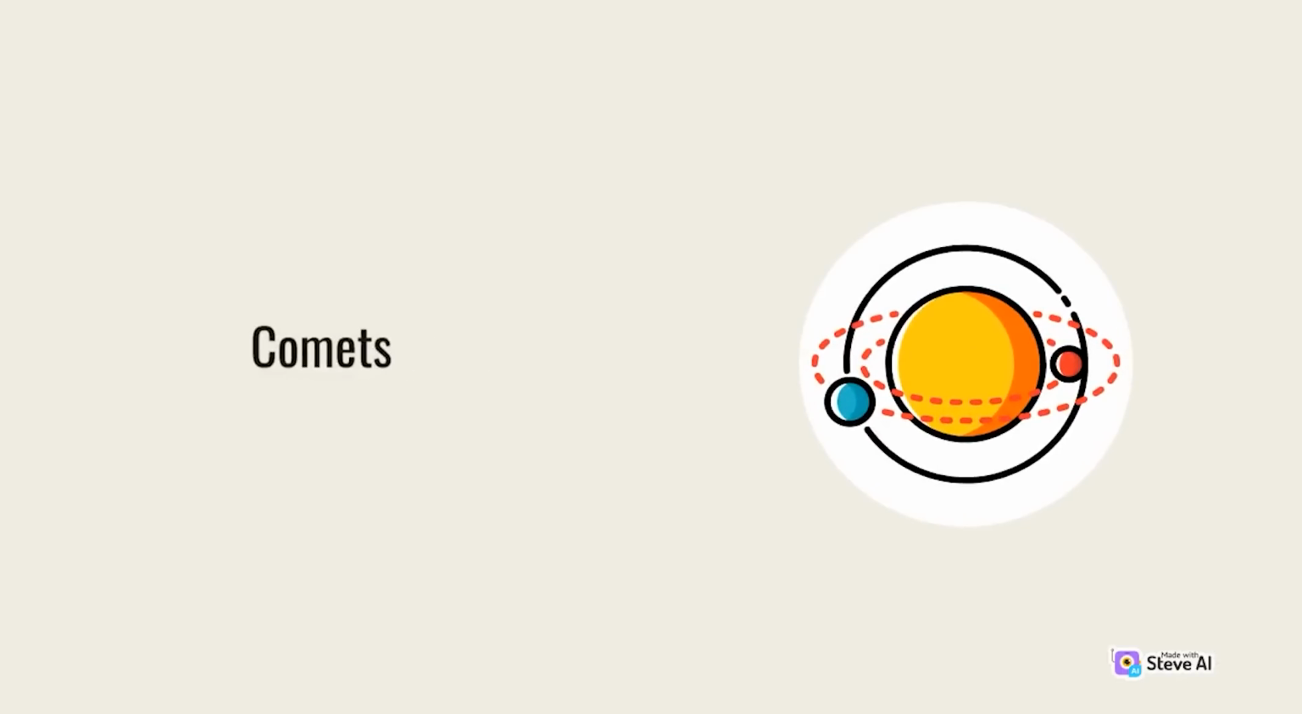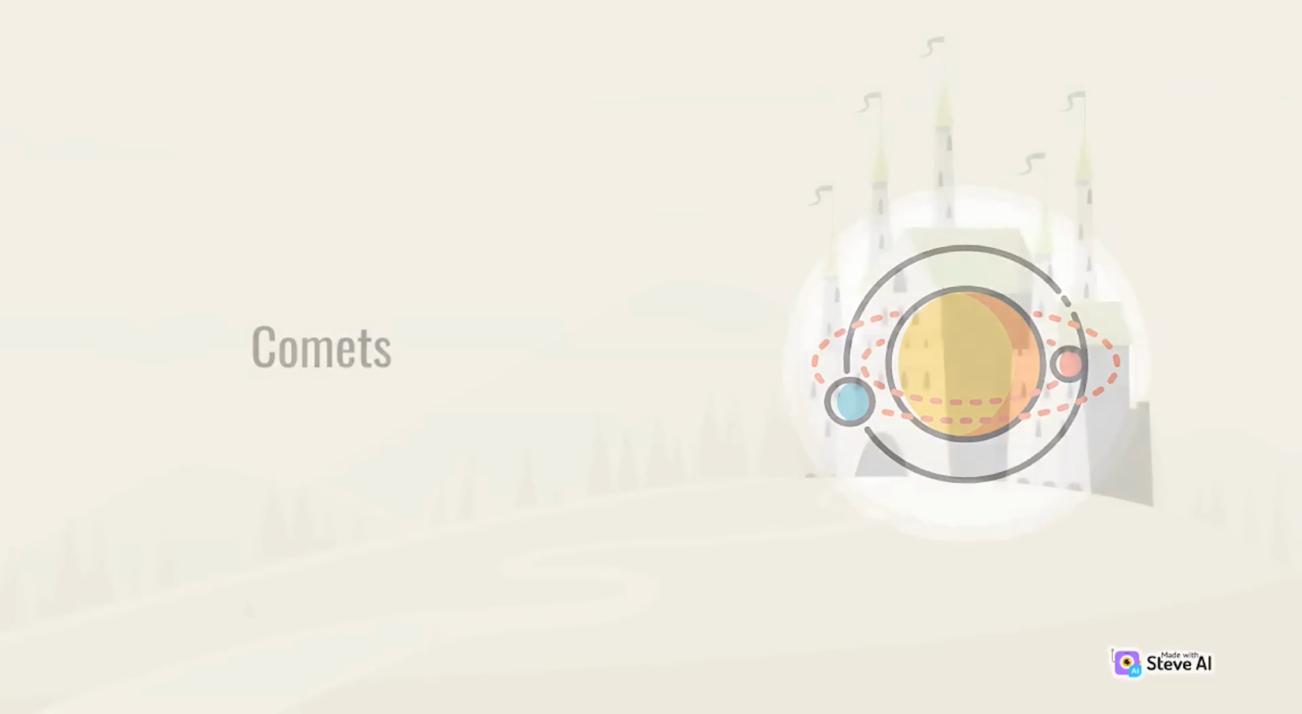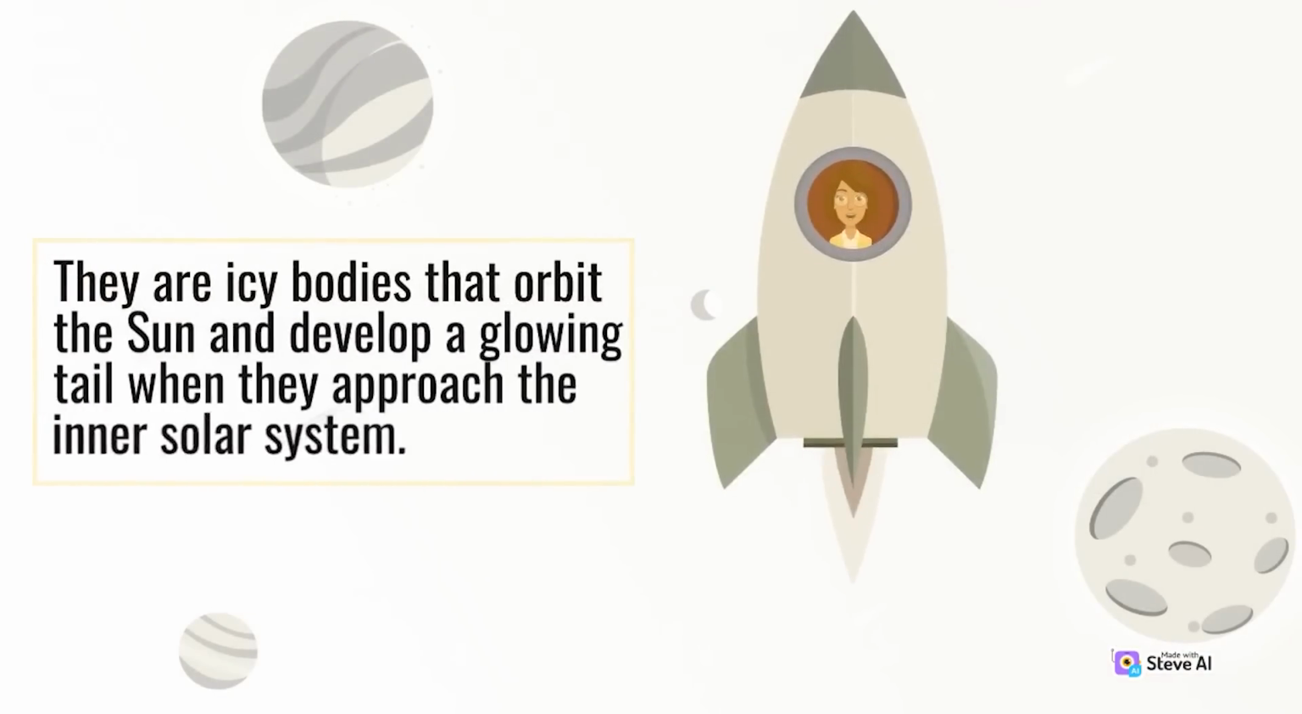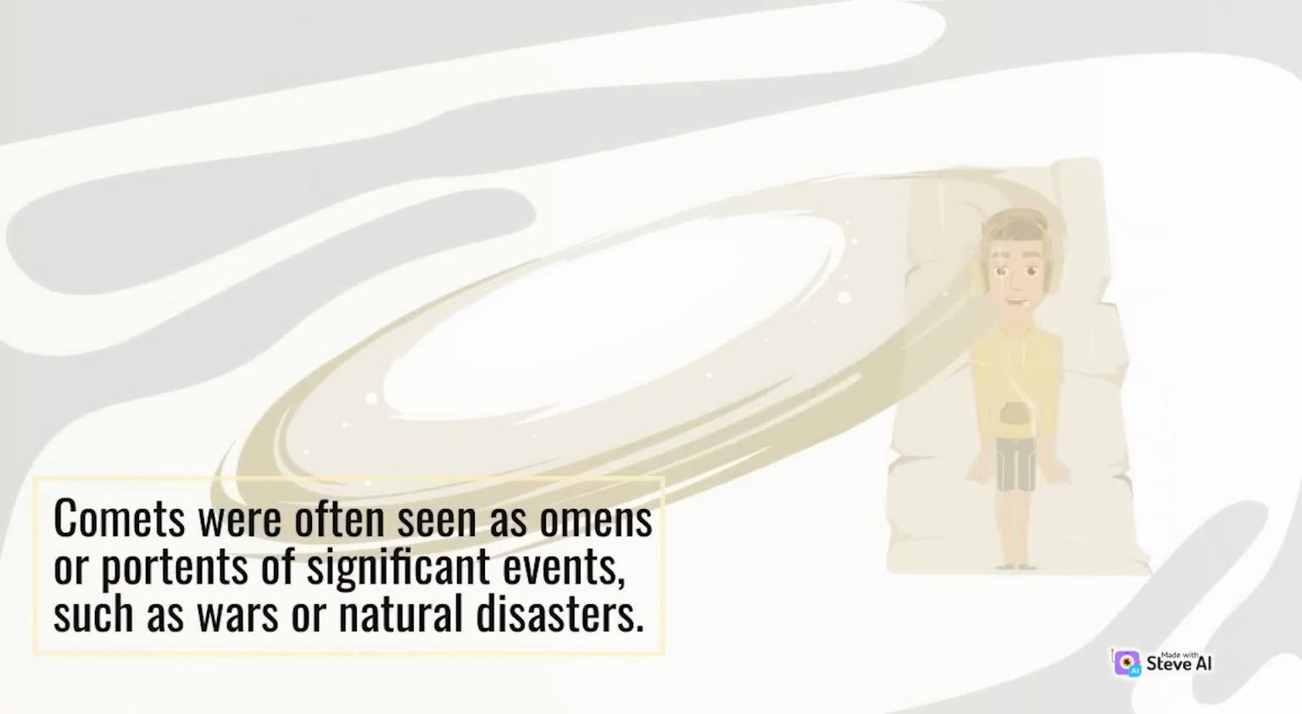Comets. Comets have been observed and documented throughout history. They are icy bodies that orbit the Sun and develop a glowing tail when they approach the inner solar system. Comets were often seen as omens or portents of significant events, such as wars or natural disasters.